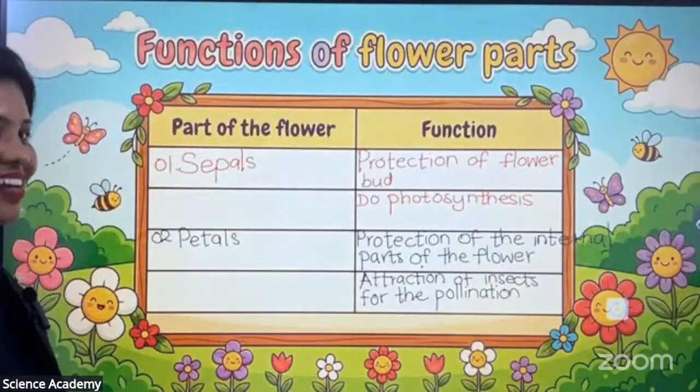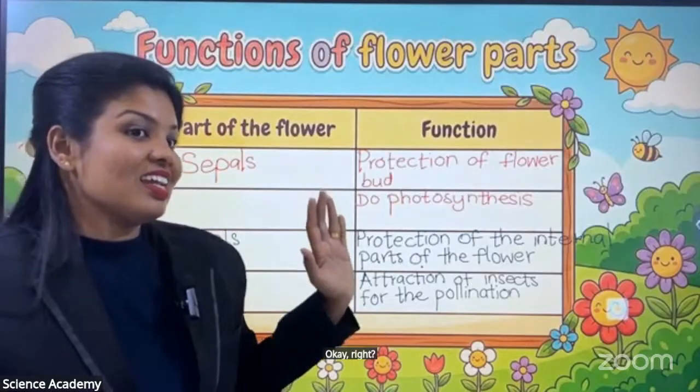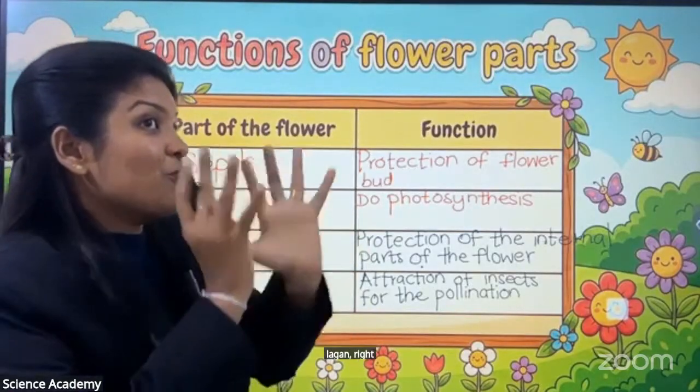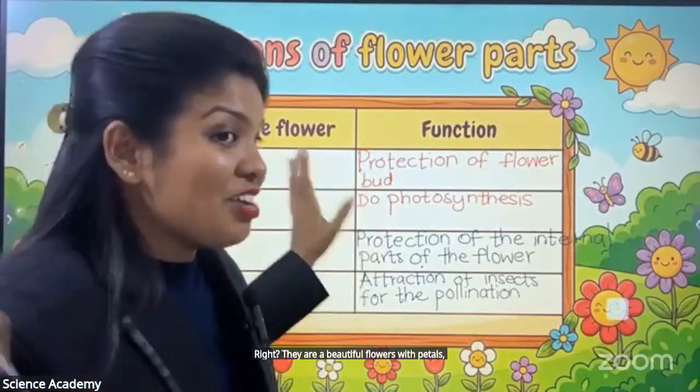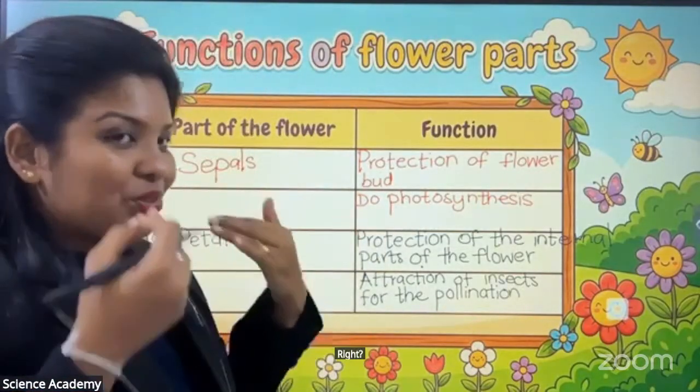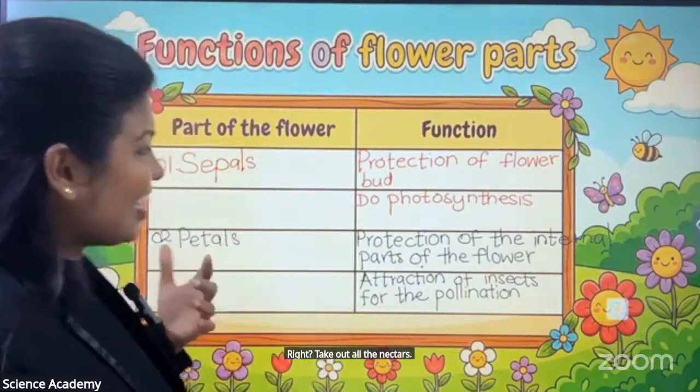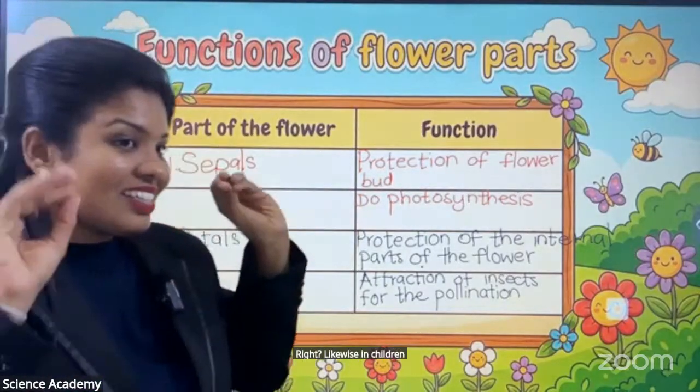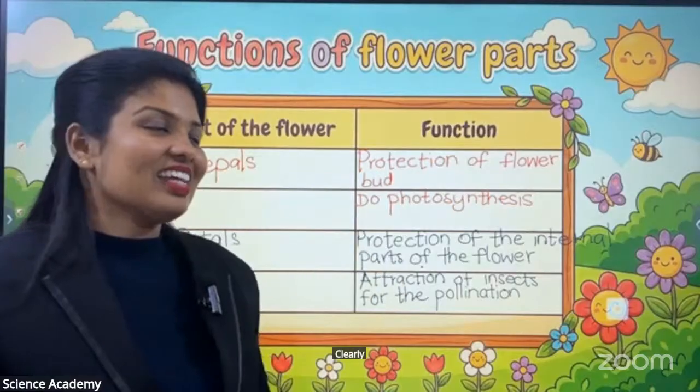Okay, right? Then, to attract the animals nicely. There are beautiful flowers with petals. The insects feel like landing on them, right? They take out all the nectar. Likewise, children, insects clearly read those. Right? Okay.